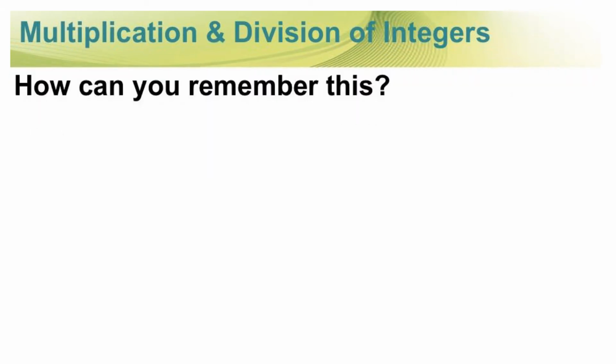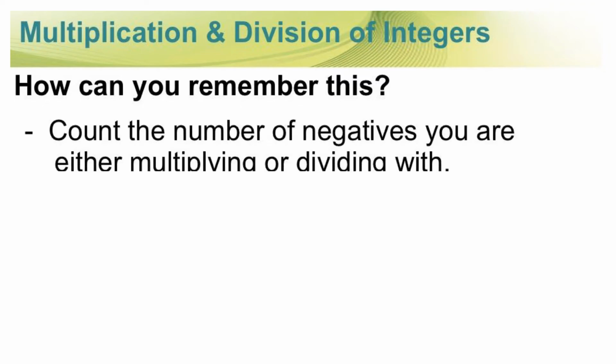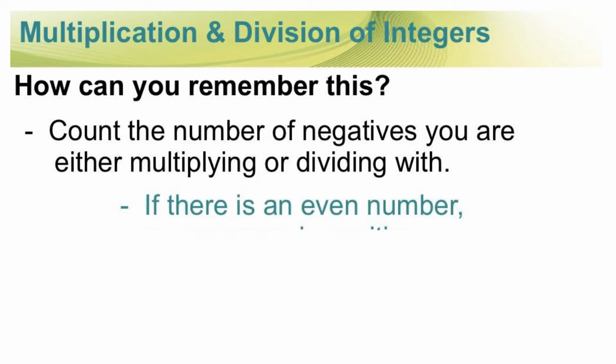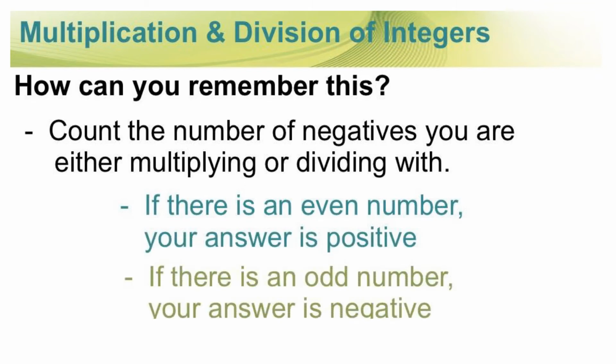Knowing these rules is all well and good, but how can you remember these rules? They can get a little bit confusing sometimes. Well, one way is to count the number of negatives you're either multiplying or dividing with. If there's an even number, your answer is going to be positive. If there's an odd number, your answer is going to be negative.